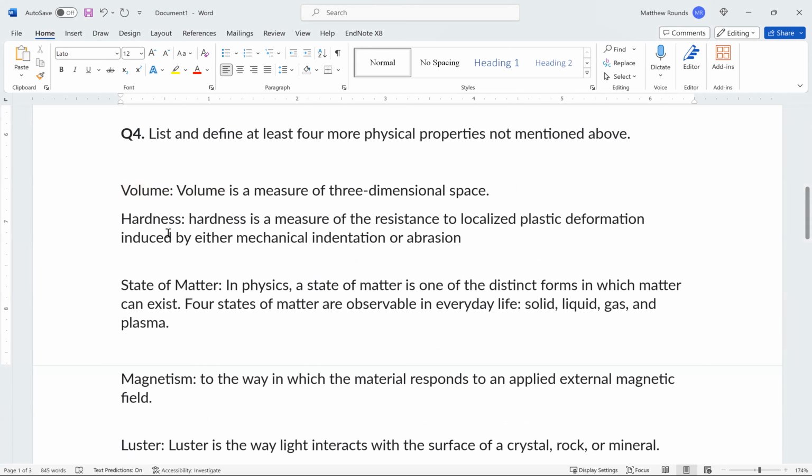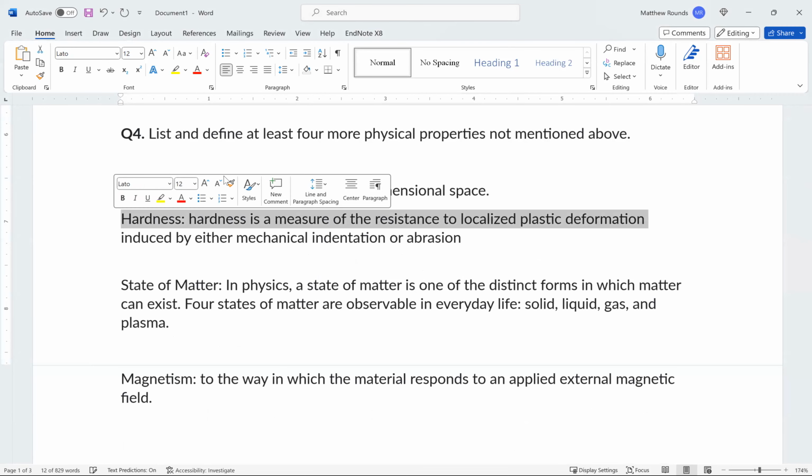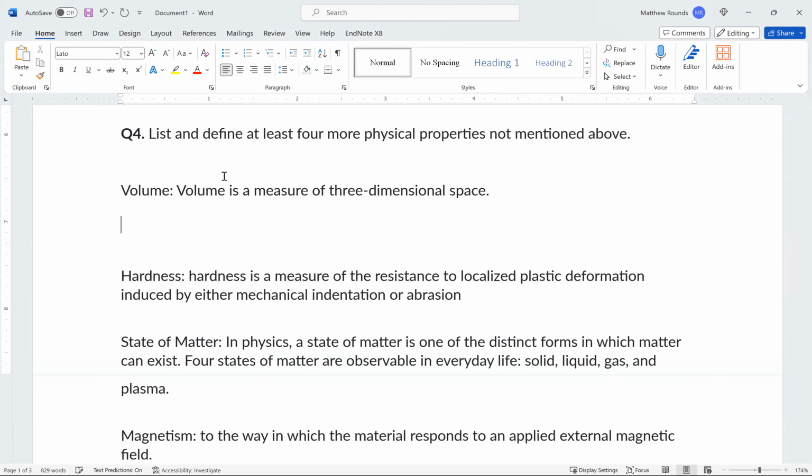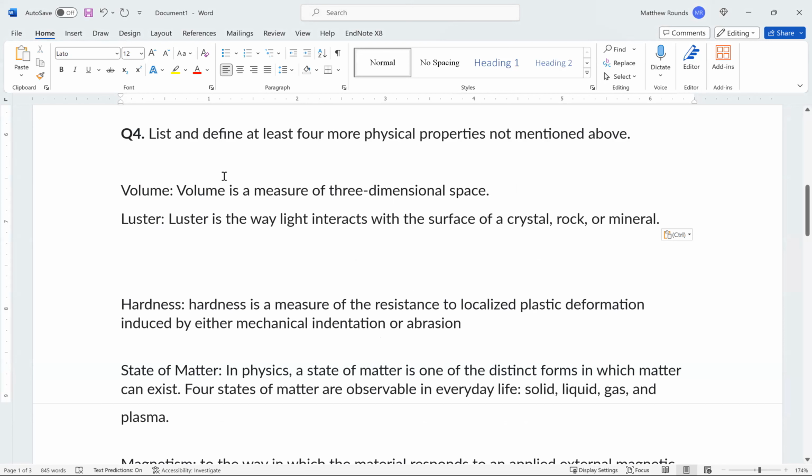Same thing though. You obviously can't just copy and paste, but you can shorten it so that it's reasonable. Yeah, that's what I did with the luster one. I shortened the definition because it was way too long. Okay, so you're saying luster is okay down here? Yes. All right, so let me grab that. We need two more.